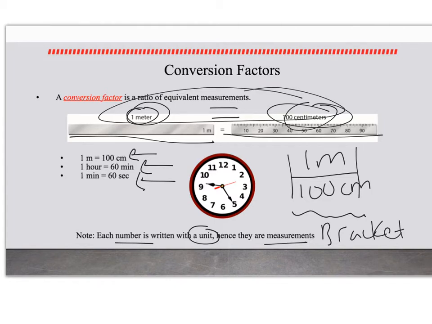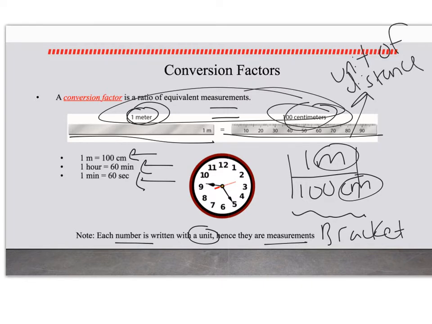And then keep in mind that meters and centimeters are a unit of distance, and you can only have similar measurements within that same bracket. So you can't put any volumetric unit on top and then a distance unit on the bottom. You cannot do that. They have to be of equivalent measurements.